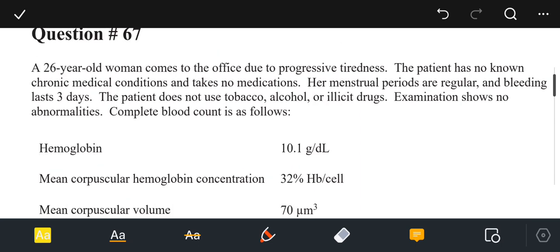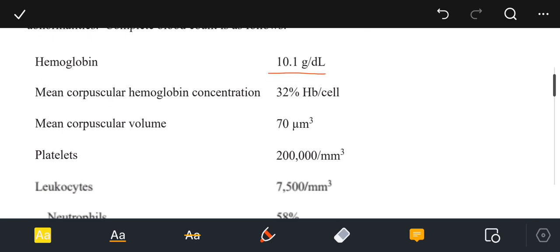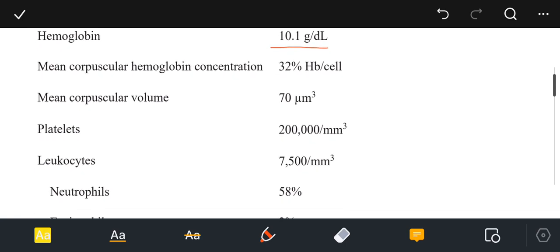The next question, number 67, is about a 26-year-old woman who comes to the office due to progressive tiredness. The patient has no known chronic medical condition and takes no medication. Her menstrual periods are regular and bleeding lasts 3 days. The patient does not use tobacco, alcohol, or illicit drugs. Examination shows no abnormalities. Complete blood count is as follows. The hemoglobin is low, that is 10.1 grams per deciliter. The mean corpuscular hemoglobin concentration, MCHC, is 32% Hb per cell. Mean corpuscular volume is low, that is 70 cubic micrometers.